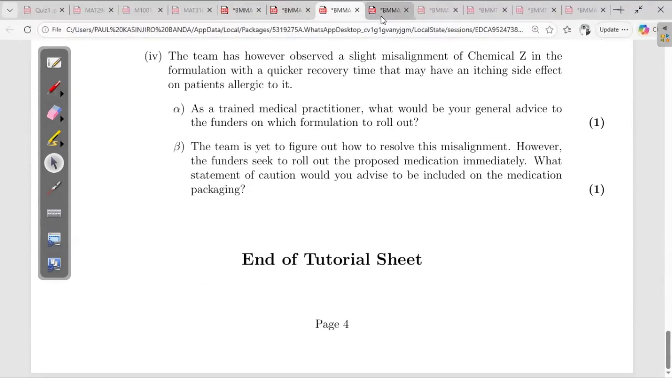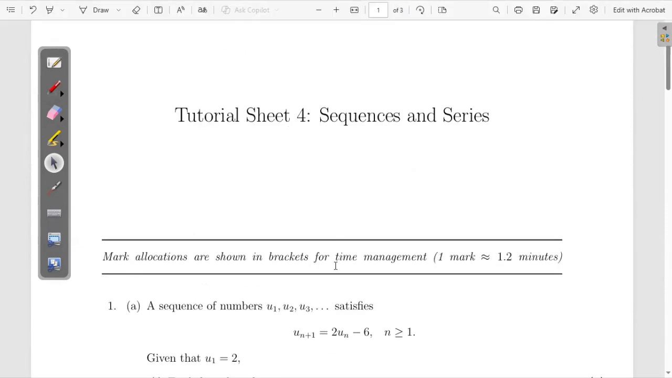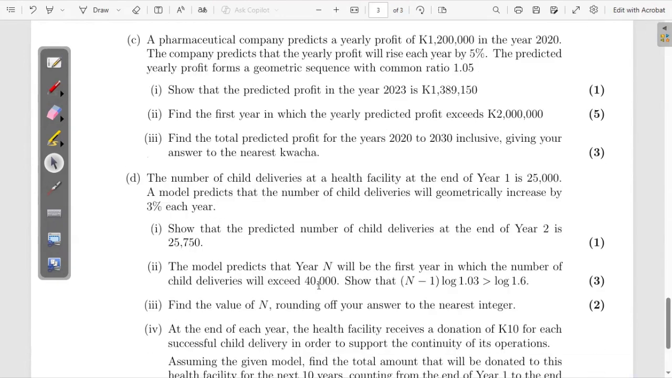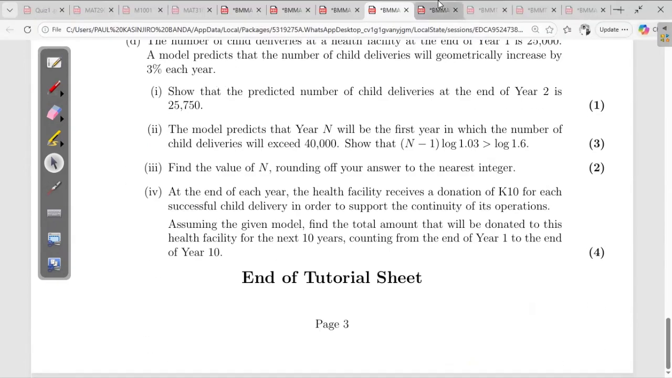Okay, so that was tutorial sheet 3. Tutorial sheet 4 is on sequences and series. Again, we've solved all the questions in this tutorial sheet. All the questions here have been solved. They're there. You can access them on the website.